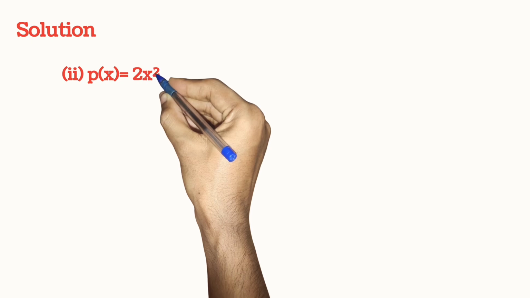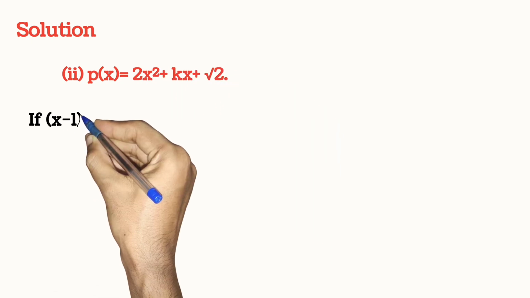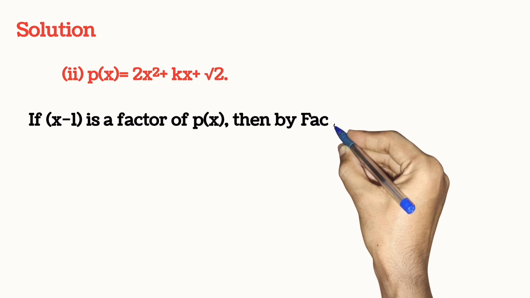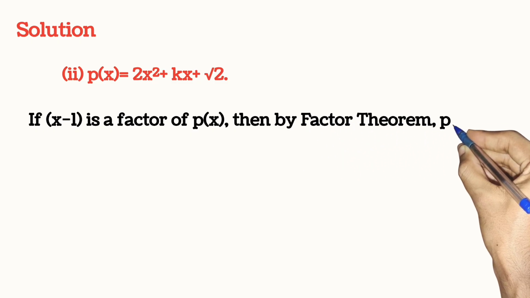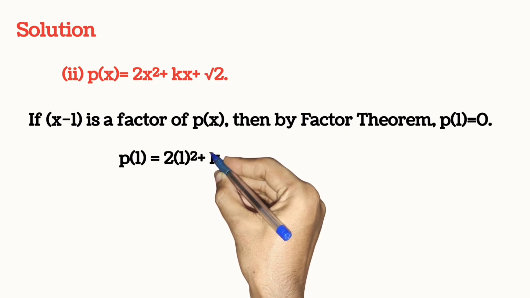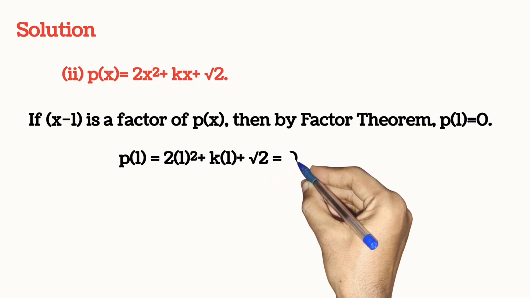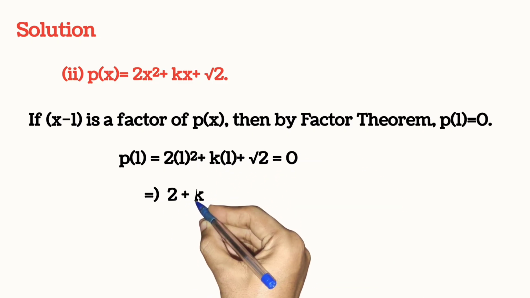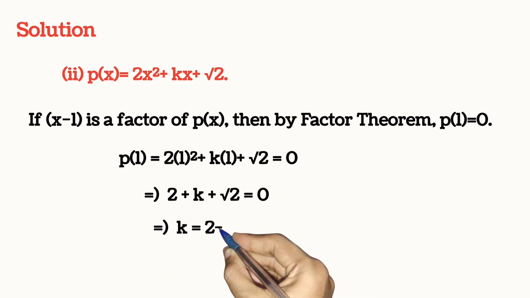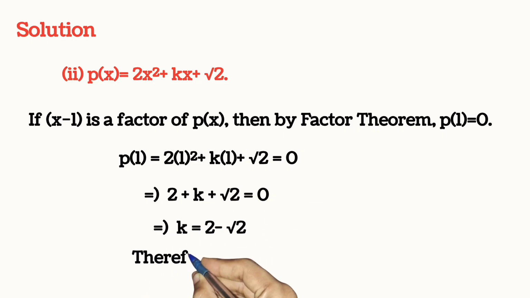Now, p(x) = 2x² + kx + √2. If x − 1 is a factor of p(x), then by the factor theorem, p(1) = 0, then p(1) = 2 × 1² + k × 1 + √2 = 0. That implies 2 + k + √2 = 0. That implies k = −2 − √2. Therefore, k = −2 − √2.